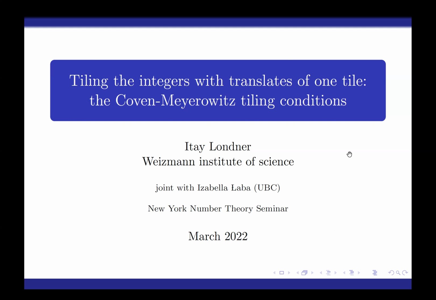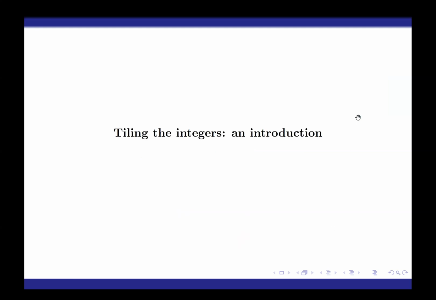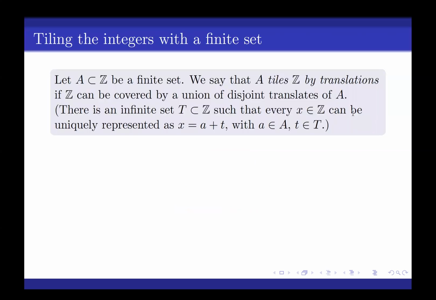Okay, so let's start with a short introduction about tilings of the integers. We say that a finite set A of integers tiles the integers by translations if a disjoint union of translated copies of A covers the entire set of integers. Alternatively, you can think about a translation set T, and you want every integer x to be uniquely represented as a sum of an element from A and an element from T.